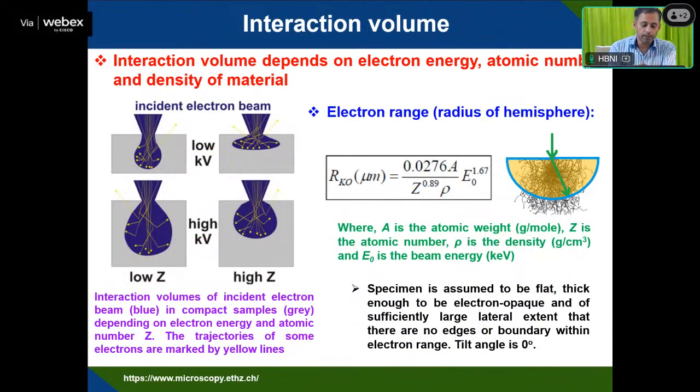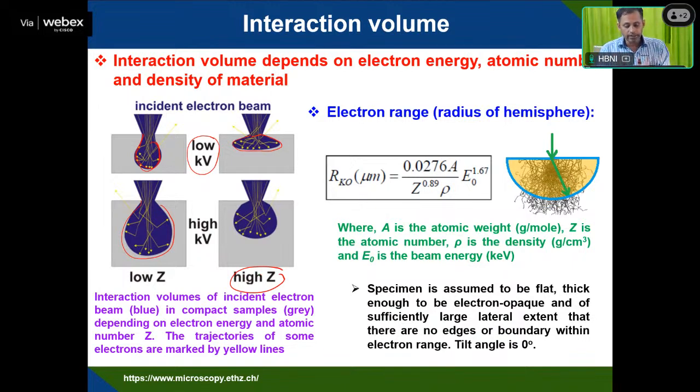You can see here, if the incident beam is of low energy, low kV, it interacts narrowly in this system. But with high energy, it looks different. With low energy and low Z material it looks like this, but with high Z material, meaning a dense material with high atomic number, the penetration depth is less but it is broadened. Similarly, with high energy and low Z material, the interaction volume is quite high compared to that of high Z.